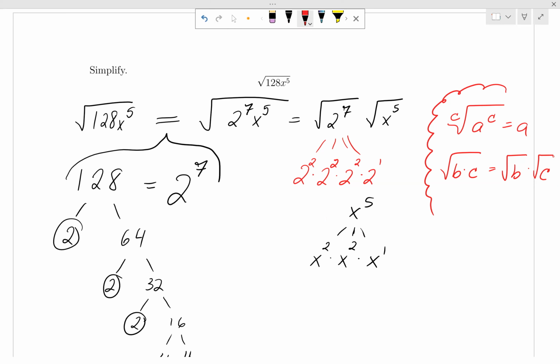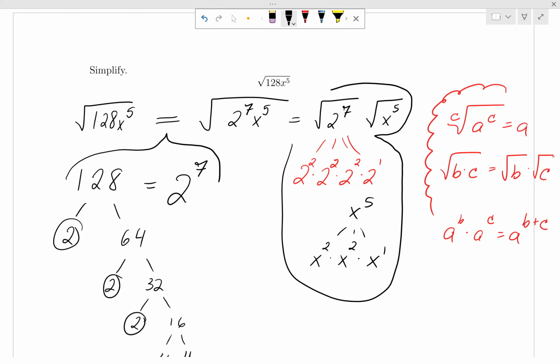This is because of the property where if I have a to the b times a to the c, this is a to the b plus c. This works both ways. I can start with something like x to the fifth and factor it into stuff that adds up to 5, or if I have stuff that is being multiplied, I can add up my exponents. It works both ways.